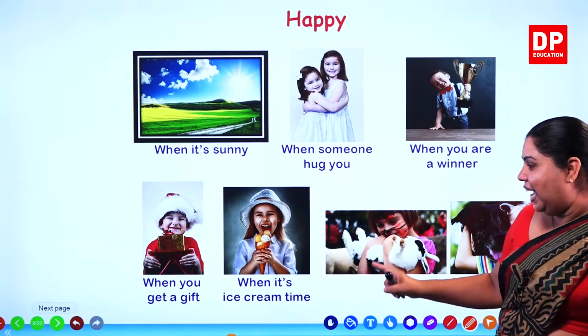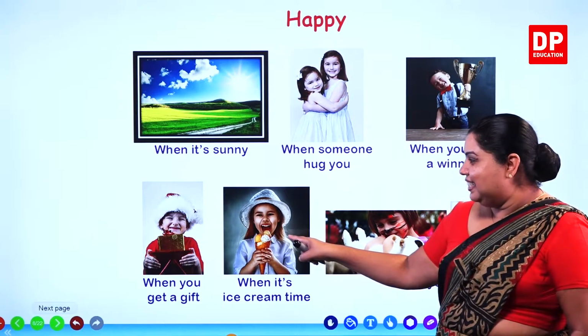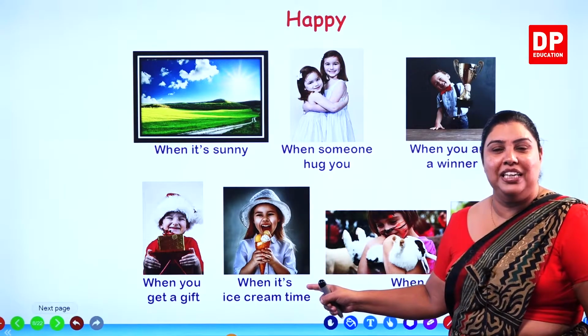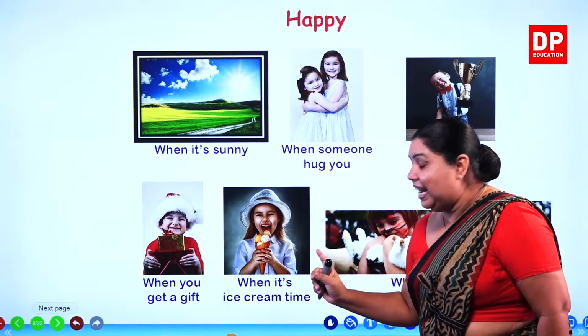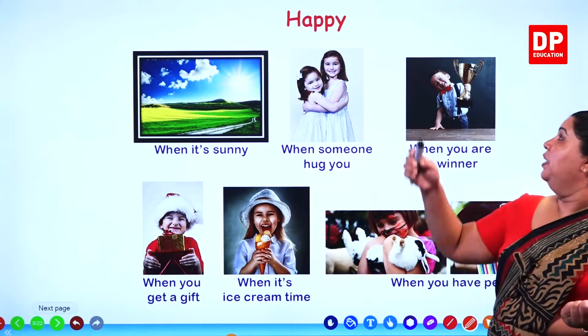So when it is ice cream time, you can see how the face is. It's a happy face. When there is ice cream for you to eat, you will feel happy. So at the time that we can have the food that we like, we feel happiness.